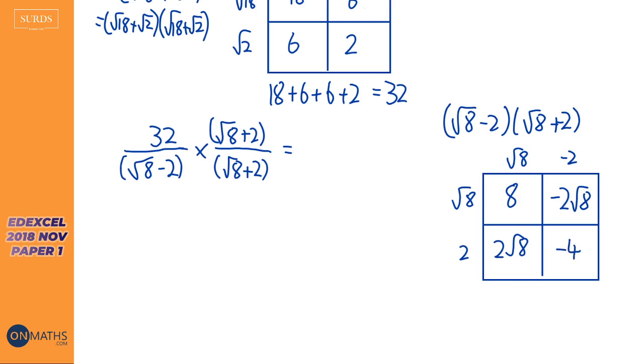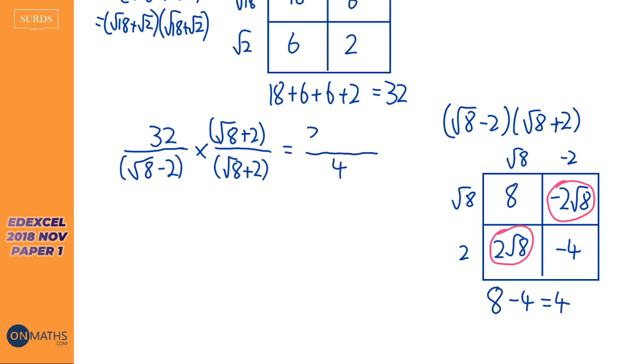But notice what happens here. We've got 2 root 8 and we're taking away the 2 root 8. It gets rid of it, just like it did with the x's. It got rid of the x term. This gets rid of that surd term. And so all we end up with is 8 plus minus 4, or 8 minus 4, which is 4. So that only gives us a 4 at the bottom.